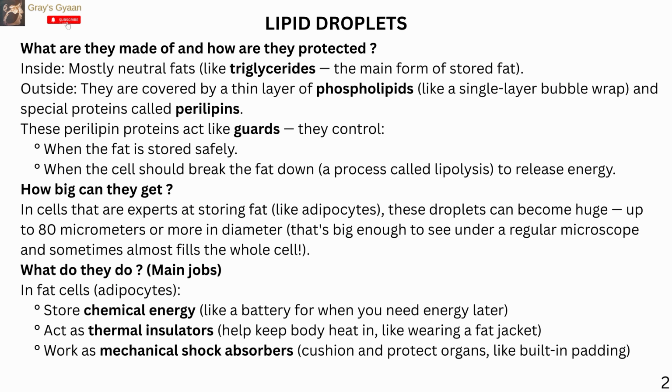What are they made of and how are they protected? Inside, mostly neutral fats, like triglycerides, the main form of stored fat. Outside, they are covered by a thin layer of phospholipids, like a single-layer bubble wrap, and special proteins called perilipins. These perilipin proteins act like guards. They control when the fat is stored safely, and when the cell should break the fat down, a process called lipolysis, to release energy.